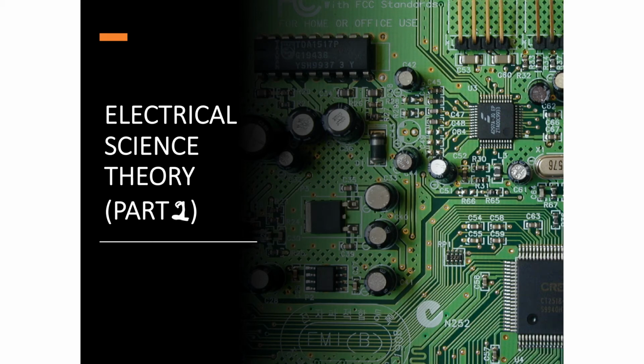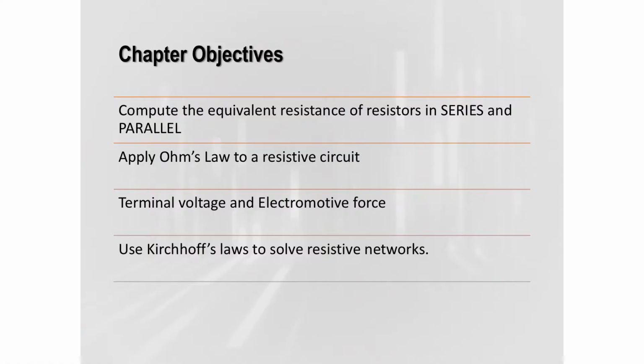So we are going to continue to part 2 of electrical science theory. Before this, we already discussed resistors in series and parallel, Ohm's law, the diamond shape of resistors in series and parallel, terminal voltage, and electromotive force, and charging and discharging of the battery.